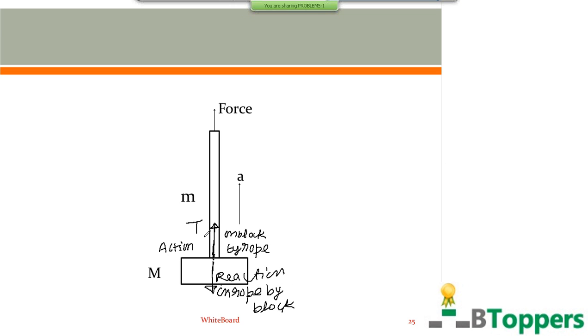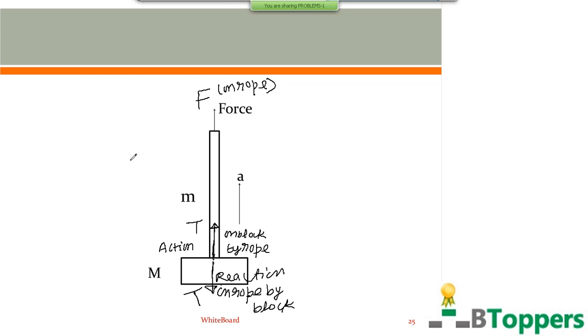So if capital T represents the modulus or magnitude of the force on block by the lower end of the rope, then the modulus or magnitude of the force on lower end of the rope by the block will also be equal to T. Let F denote the magnitude of the pulling force applied on the upper end of the rope by an external agent.